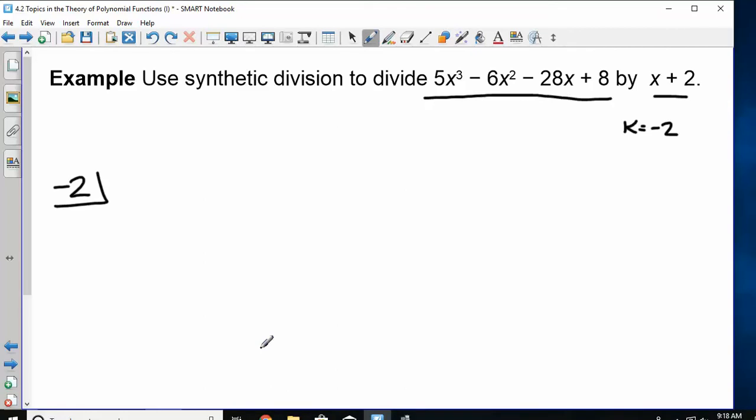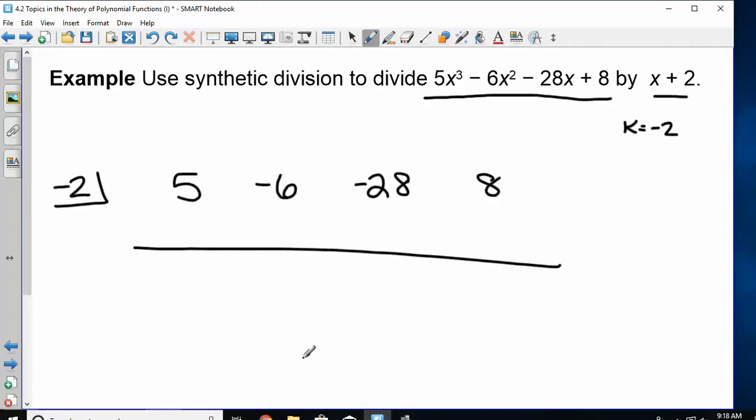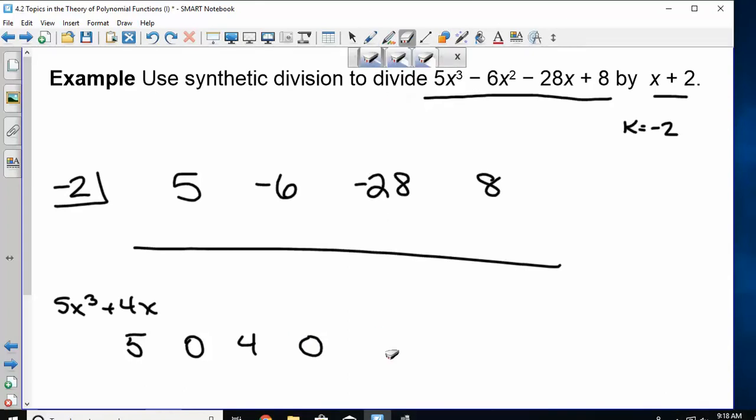Next, we are going to put just our coefficients. So I have a 5, a -6, -28, and +8. In that, you have to watch. If you are missing any powers of x, you have to put zeros. So, for instance, if I had said like 5x cubed plus 4x, I would have to put my 5, I would have to put a 0 for my x squared, I would have to put a 4, and then I'd have to put a 0 for my constant. So watch on the synthetic, if you're missing powers, you have to do zeros. Okay, skip a line and draw your equal sign.